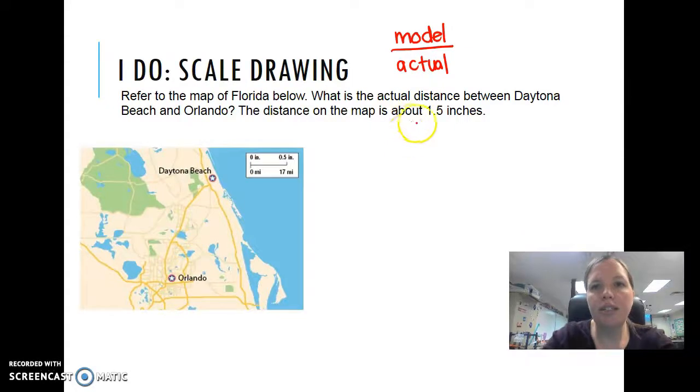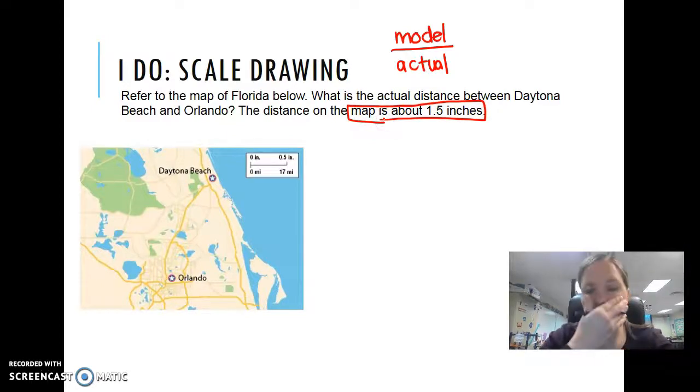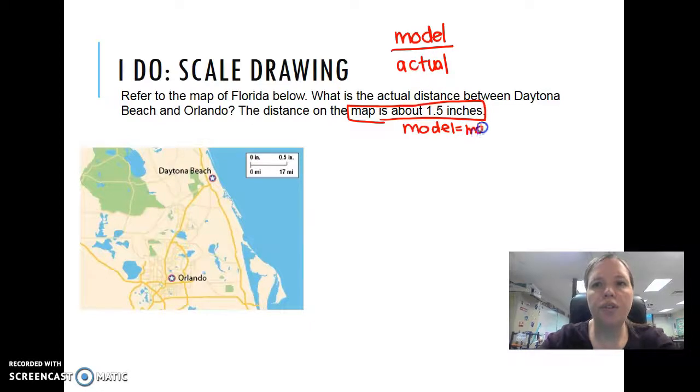It says the distance on the map is about 1.5 inches. We might ask you to measure sometimes, but in this case, I'm telling you what the number is. So is this the model or the actual? This would be the model. The model is the map, so this is the number that we have for the model.